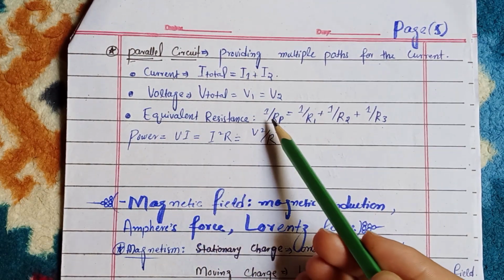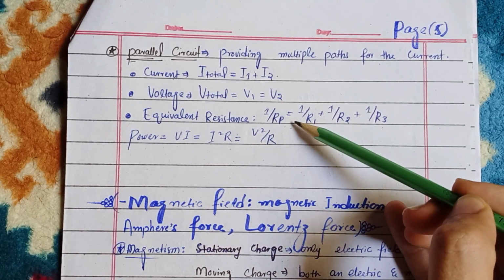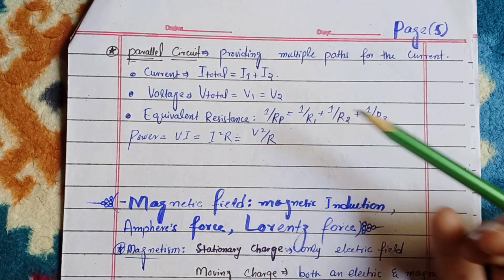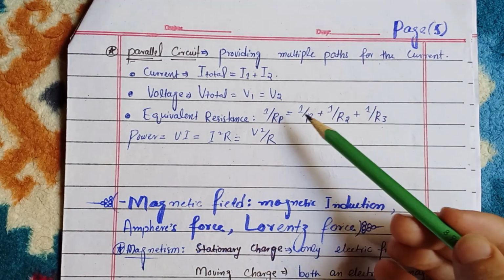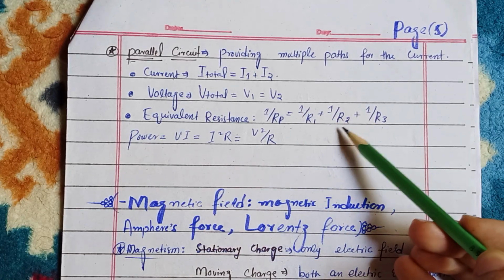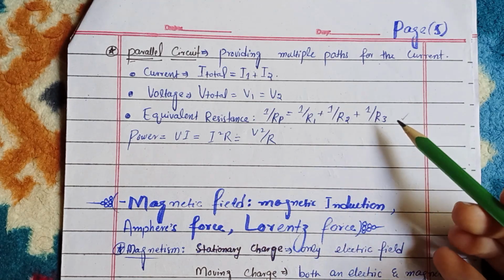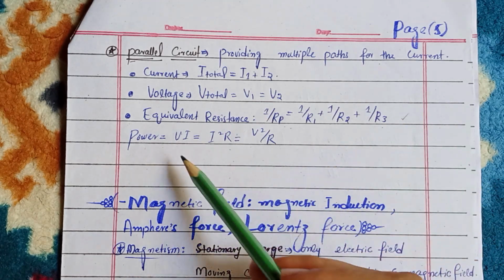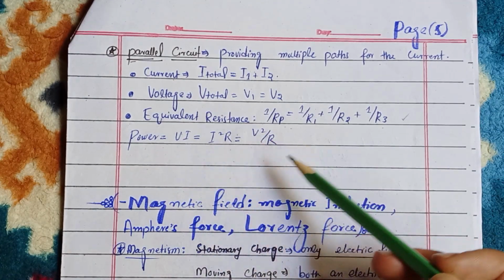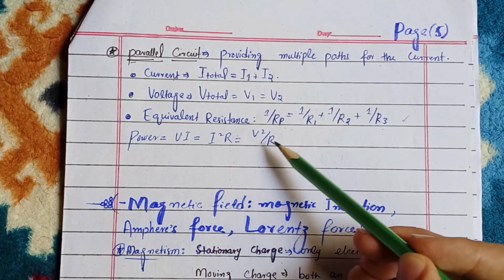So equivalent resistance is 1 over R_P, where R represents resistance and P represents parallel circuit. It is equal to 1 over R1 plus 1 over R2 plus 1 over R3. This is the equation from which you will find the parallel circuit resistance. Now, what is power? Power is equal to VI, which is equal to I squared times R, which is equal to V squared divided by R.